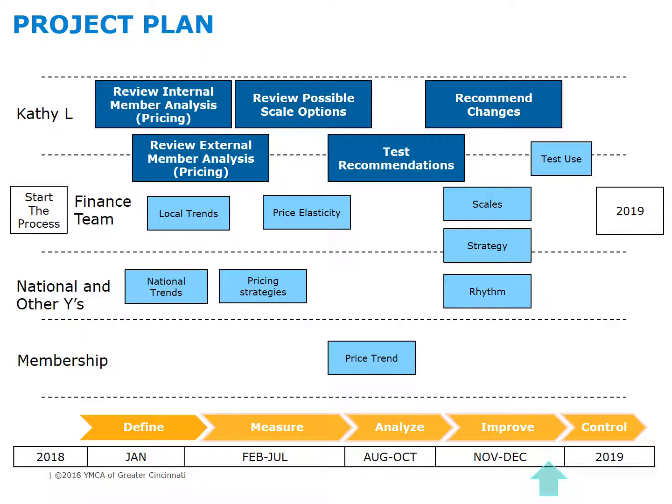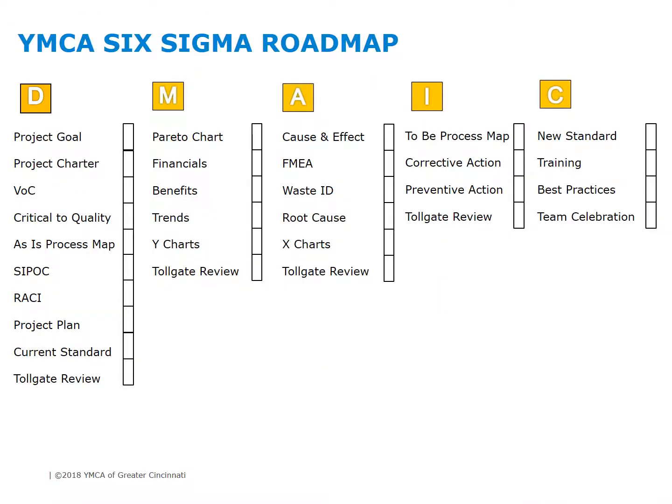The last step in the define phase is assessing whether or not there is a current standard for your process. Then comes the toll gate review, where you meet with your project champion to discuss the progress of your project and any barriers you may be experiencing. At the end of your define phase, you should be able to answer these questions about your project.